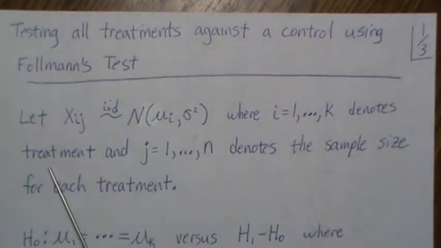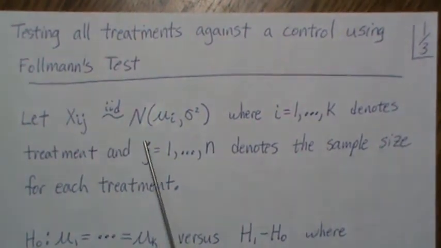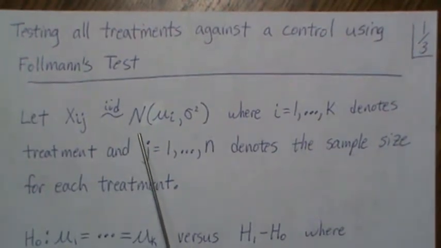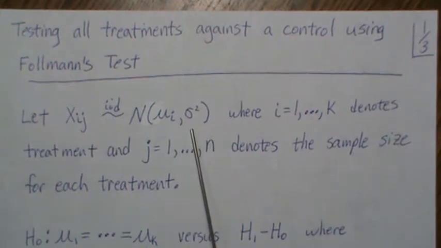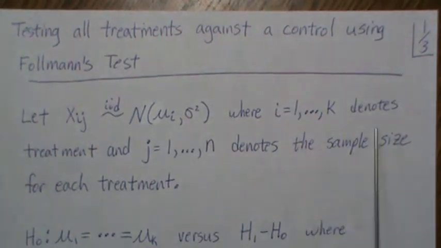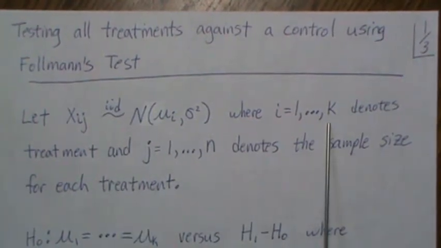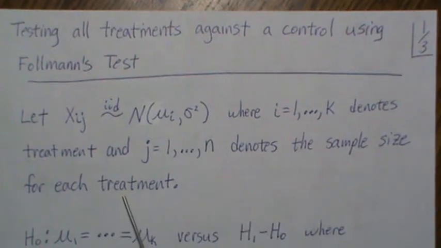And so let's set this up. So let X_ij be independent, identically distributed, normal random variables with some mean mu_i and a common variance, where i denotes the treatment. So there's K treatments. And j is the sample size within each treatment.